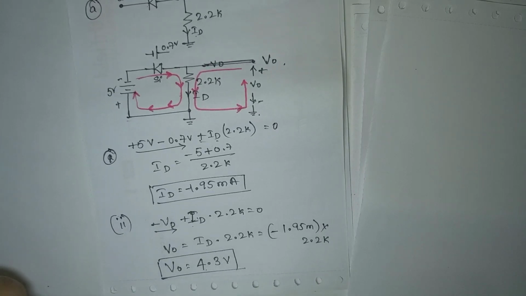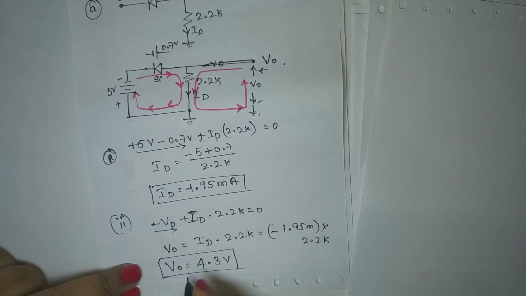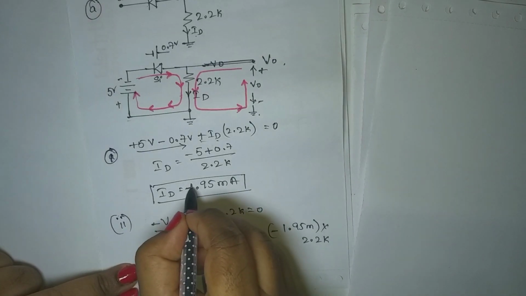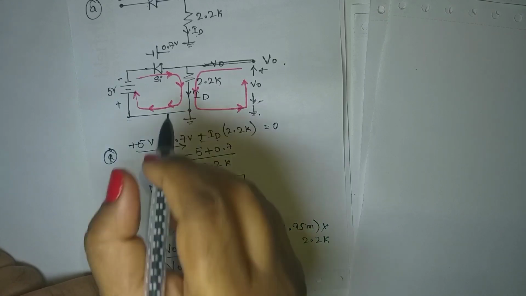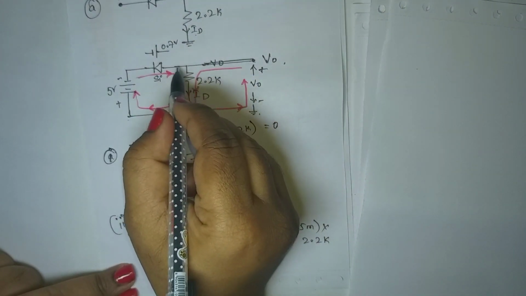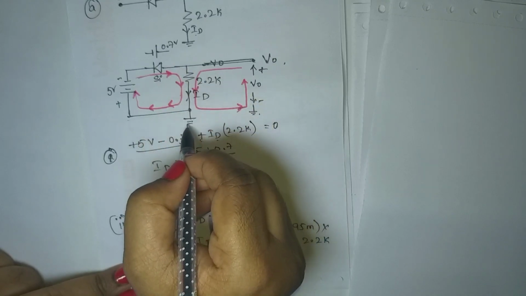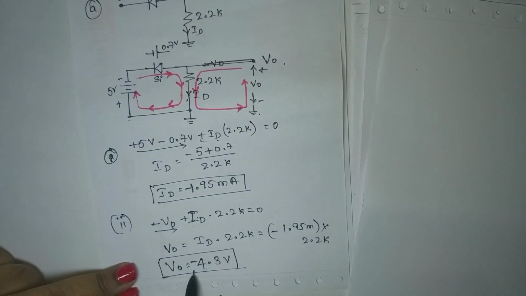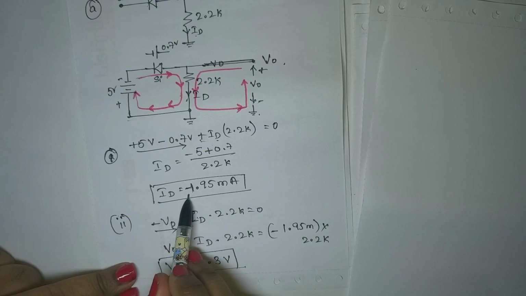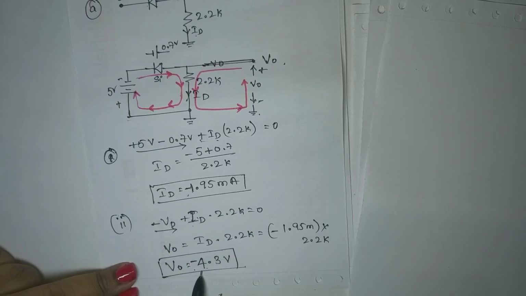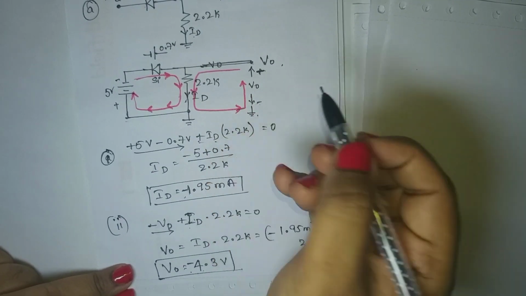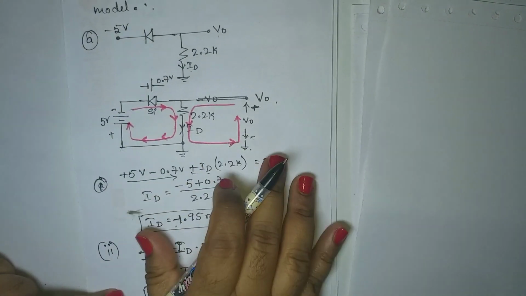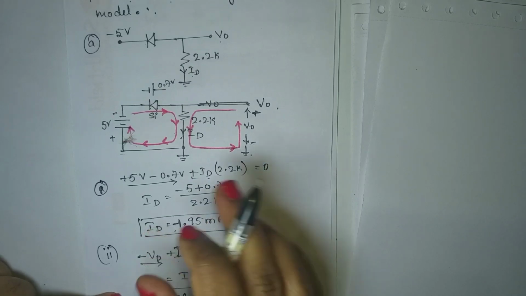So the value of V naught is minus 4.3 volts. It is minus 4.3 volts because you have a negative current here. It means that the current is flowing in the opposite direction. The current is flowing towards the resistor, not towards the ground. So this is what the minus sign indicates here. Okay, so even the voltage is minus 4.3. That is, you have to connect minus here and plus here to get plus 4.3. That is the significance of the signs.